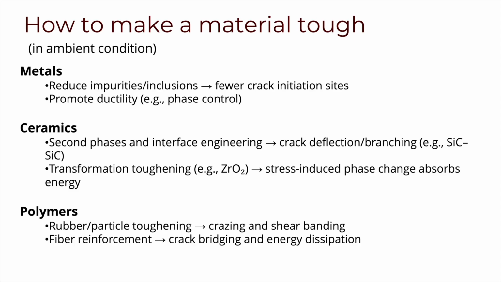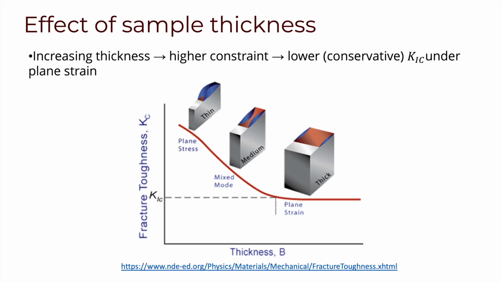For polymers, toughening is typically achieved by introducing mechanisms such as crazing and shear banding through rubber or particle additions, as well as fiber reinforcement for crack bridging. So overall, the key idea is that toughness is improved by activating mechanisms that dissipate energy and resist crack propagation at the microstructural level. Next, we will discuss how different conditions affect fracture toughness.